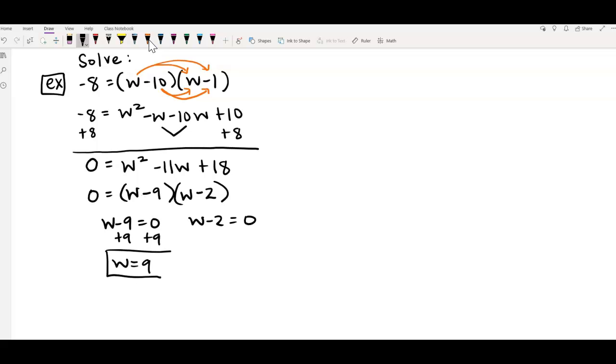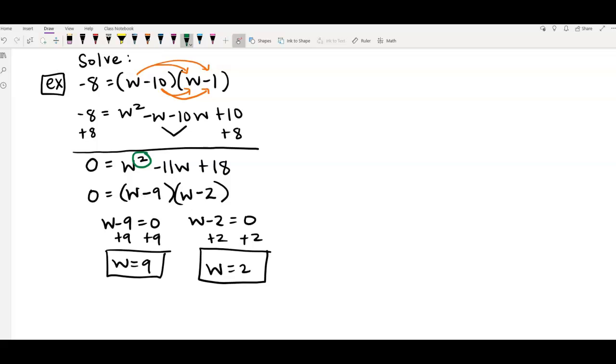So w equals 9 will be one answer. I'll add the 2 over. So w equals 2 will be another answer. And I expect to come up with 2 answers because remember, my highest exponent here is a 2. So that's telling me I should come up with those 2 answers. So 9 and 2 would be your answer there.